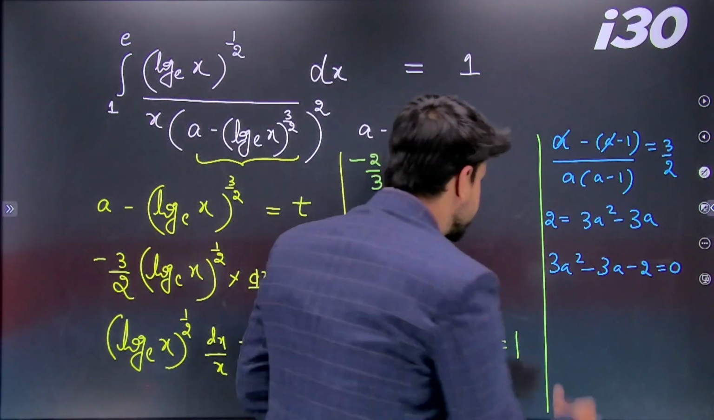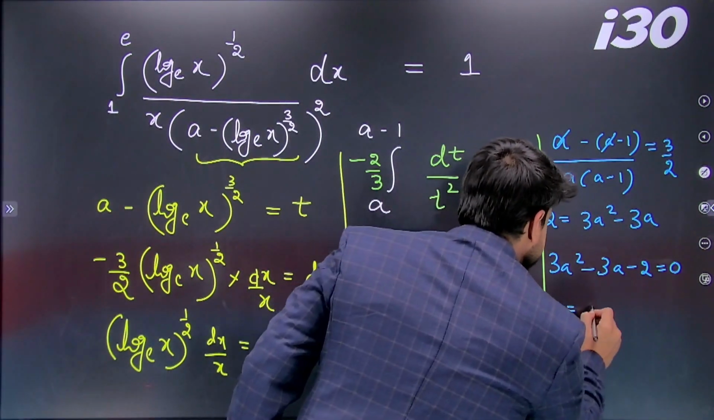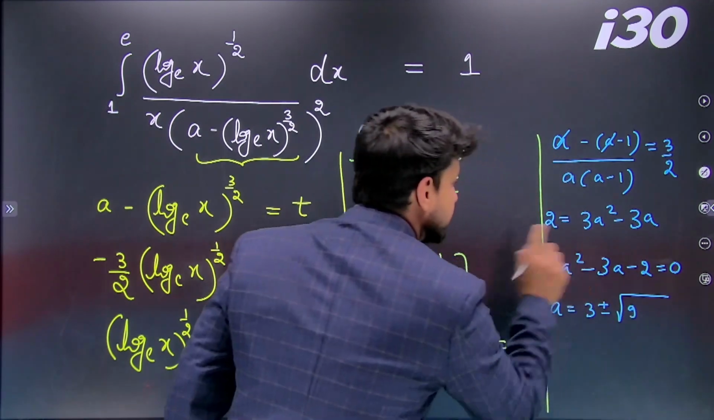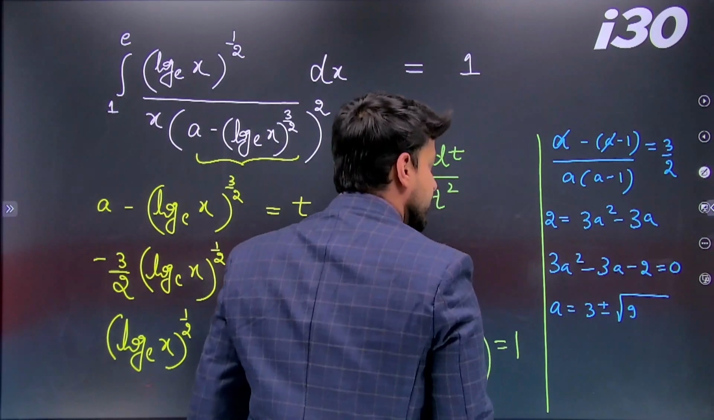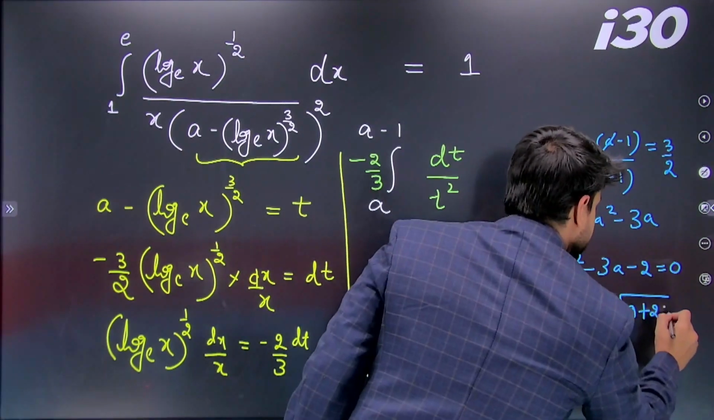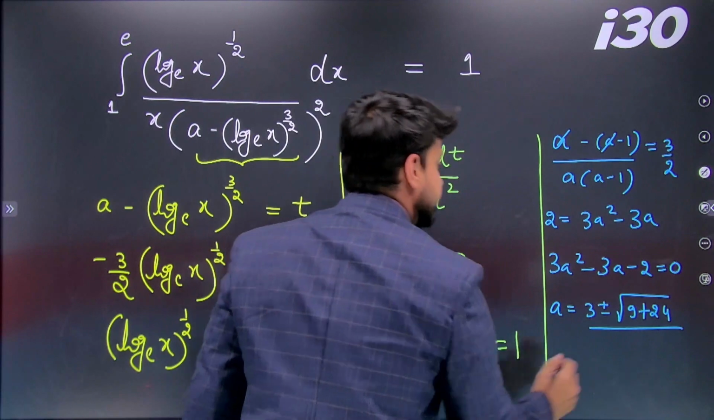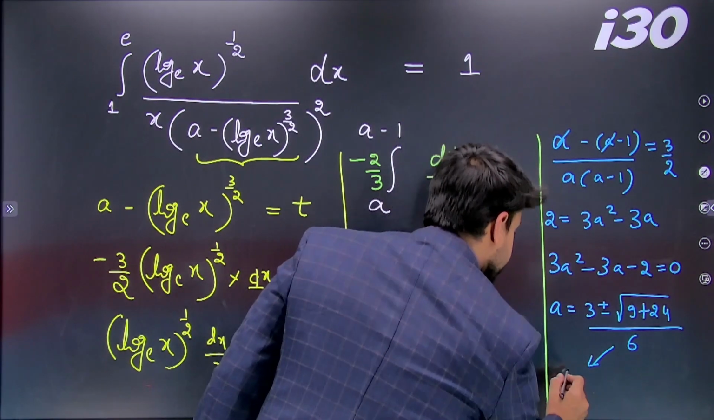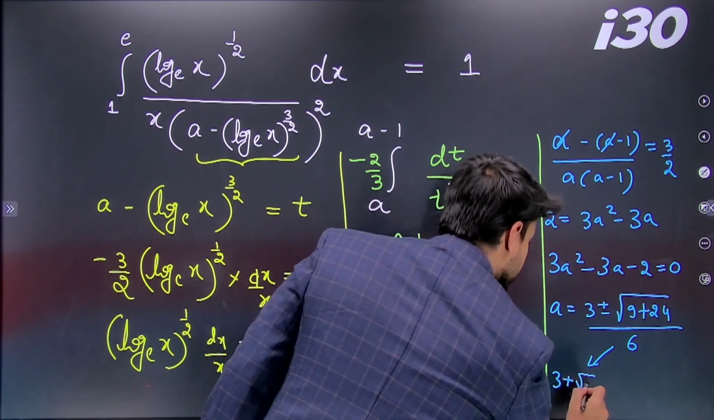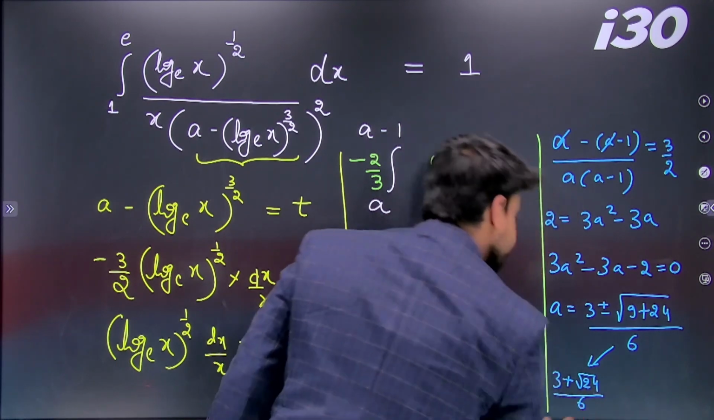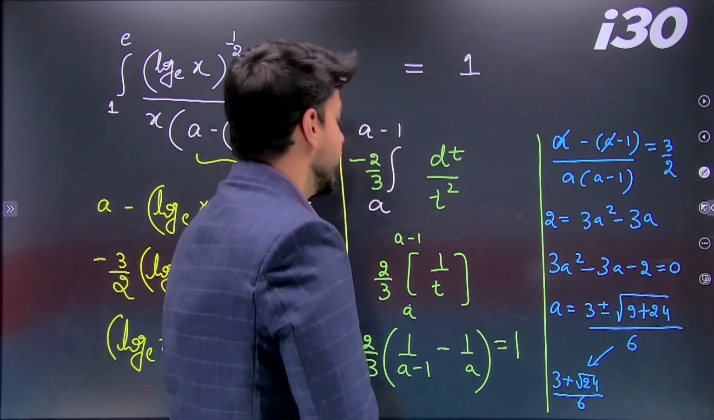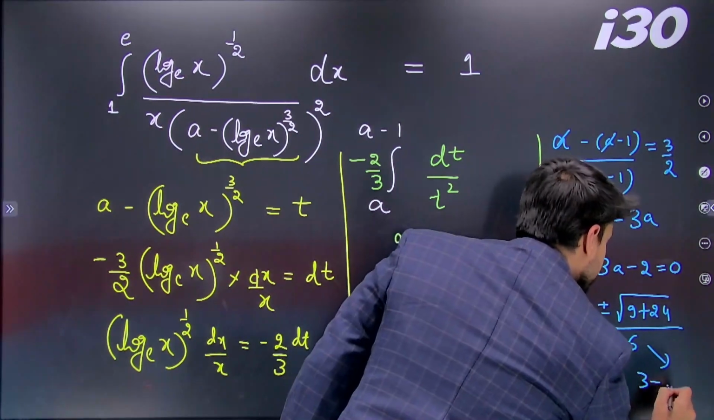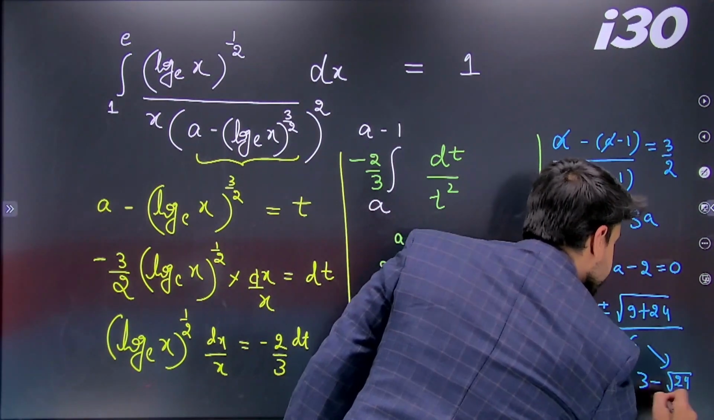So what will we get as a? a will be minus b plus minus under root b square minus 4ac, upon 2a. This will be 24 upon 2a, that is going to be 6. So what are the values of a we are getting? One value we are getting is 3 plus root 24 upon 6, perfect, and the other is 3 minus root 24 upon 6.